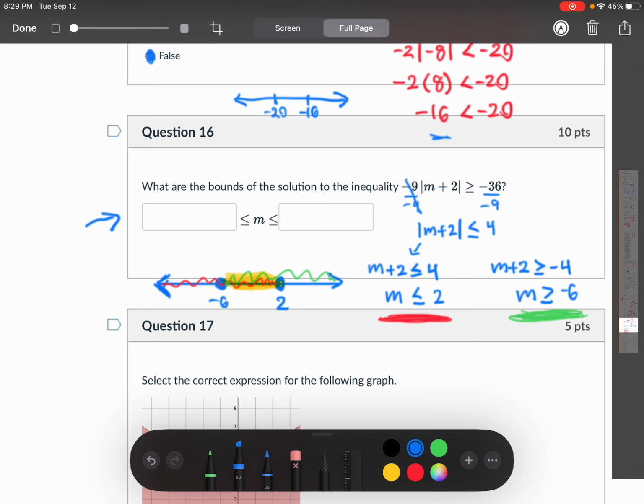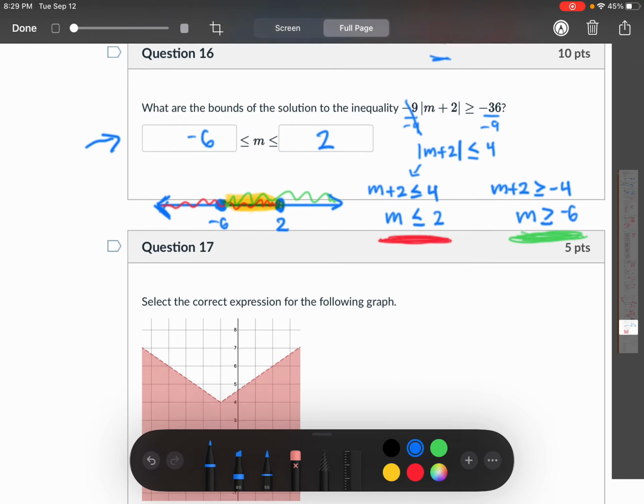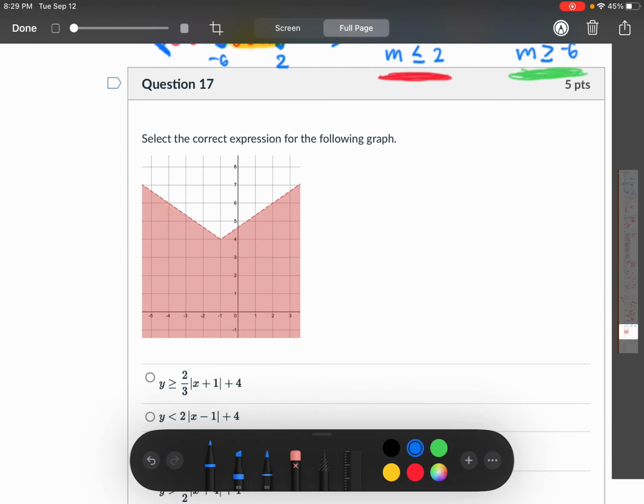So yes, if you're going to write the answer in between like that, you always write the smaller number first, and the bigger one second. So you might have got the right answer and just got those numbers backwards. I don't know. And finally, on question 17, it's asking you for the expression of the graph.